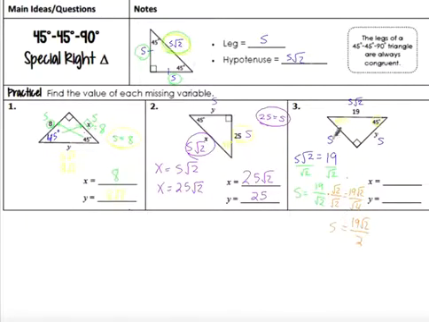And remember, S is equal to X, and S is equal to Y. So since S is 19 root 2 over 2, and S is X and S is Y, then X and Y are both 19 root 2 over 2. So that is how we find X and Y. That is how you use 45, 45, 90 triangles, or special right triangles, to solve for the unknown sides of a special right triangle.